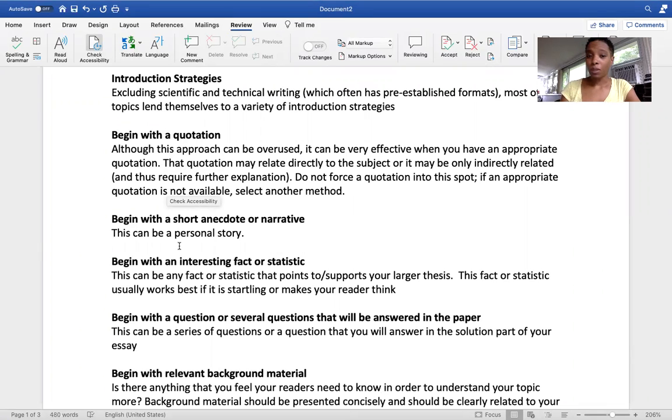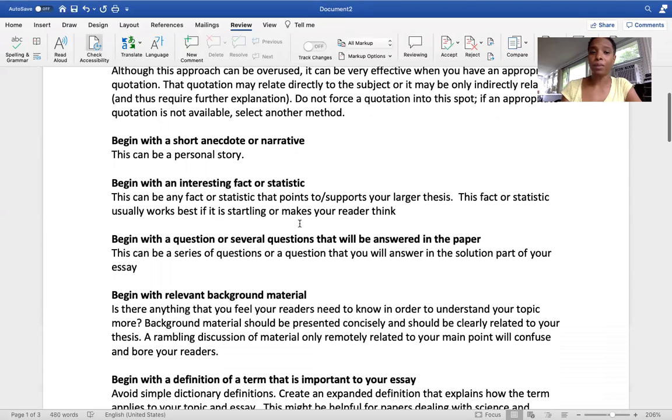But you can also begin with an anecdote or a narrative, right? An anecdote or a narrative could be like a personal story. So for example, if I'm writing about animal rights, and I'm a vegan, I can talk about why I became vegan, if it was in fact because I was concerned about animal rights. Or if I'm writing about mental health, and I have my own personal story about mental health, I can write about that. So I like that. That's a good way to begin.